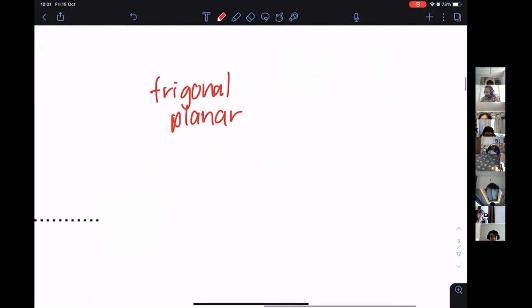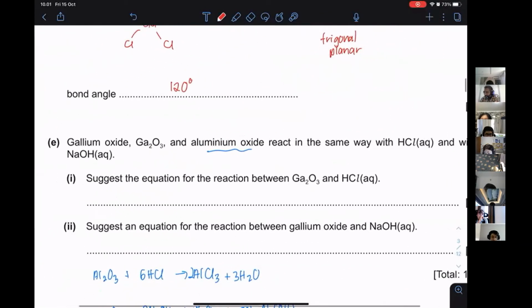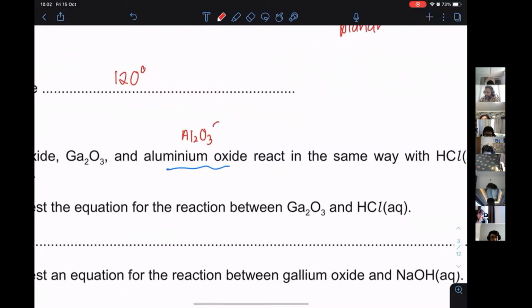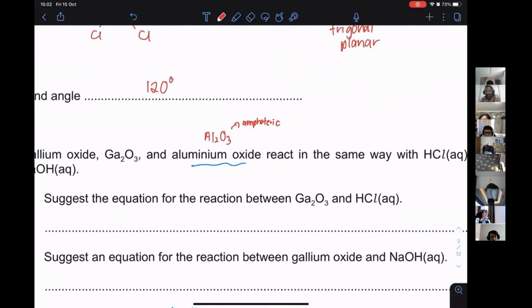Now if you move on, gallium oxide and aluminium oxide react in the same way with HCl and NaOH. Aluminium oxide is an amphoteric oxide. Can someone help me define what is amphoteric? Michelle V, can you tell us? I forgot, sir. Okay, maybe we'll ask Nathan. Nathan, what is amphoteric oxide?